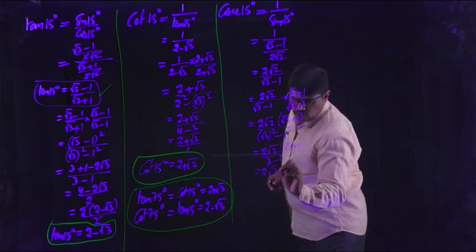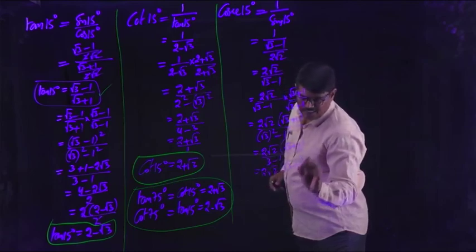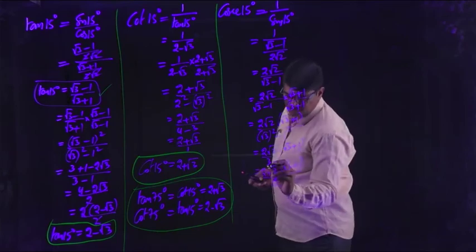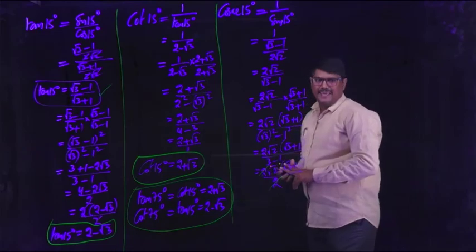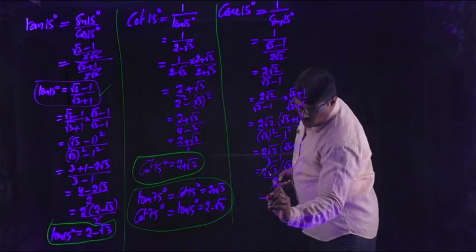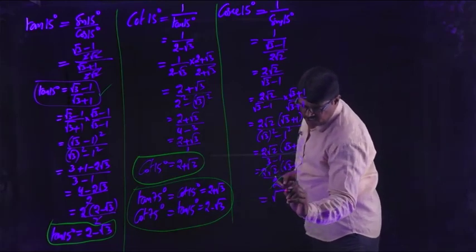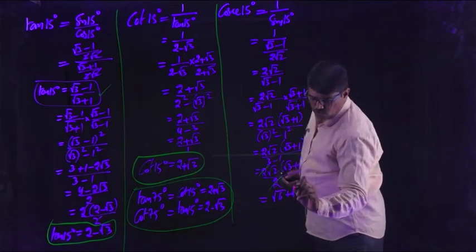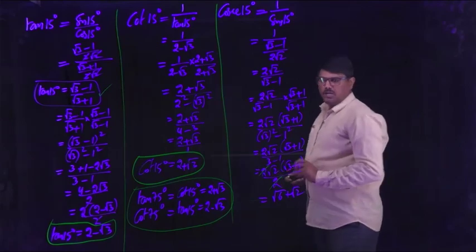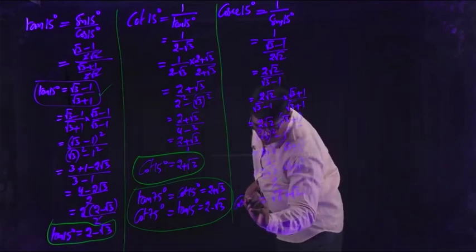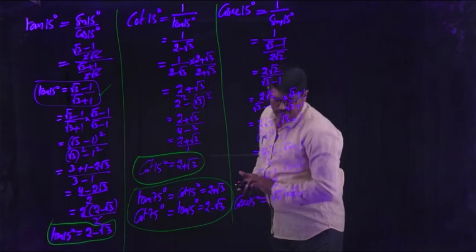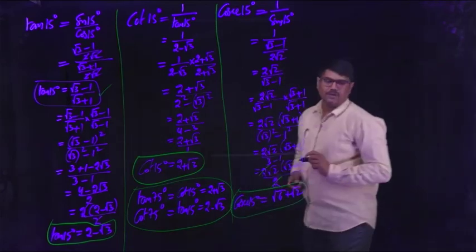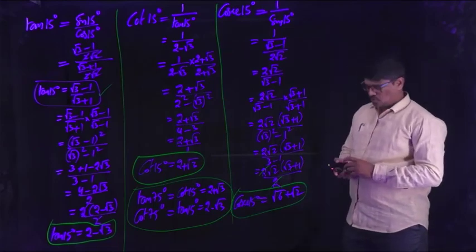2 root 2 into root 3 plus 1 by 3 minus 1, which is 2. So 2 gets cancelled here. And multiplying root 2 into the bracket, root 2 into root 3 is root 6, root 2 into 1 is root 2. So you have to remember the value of cosecant 15. The value of cosecant 15 is root 6 plus root 2. Remember that one.